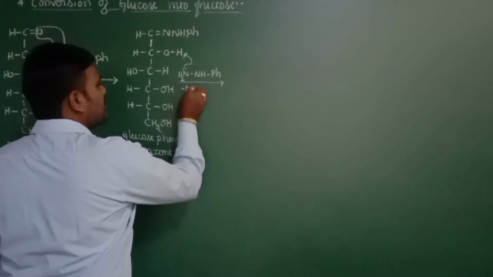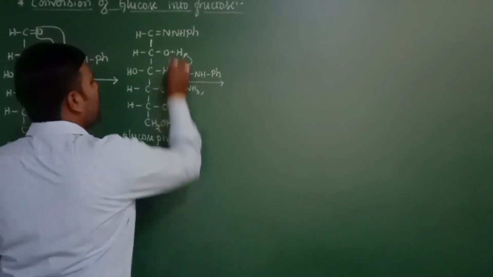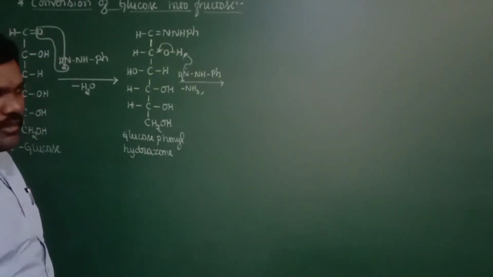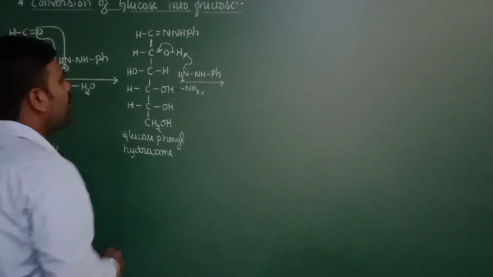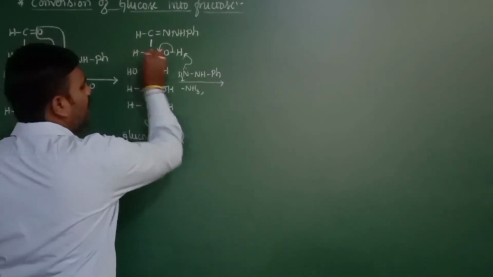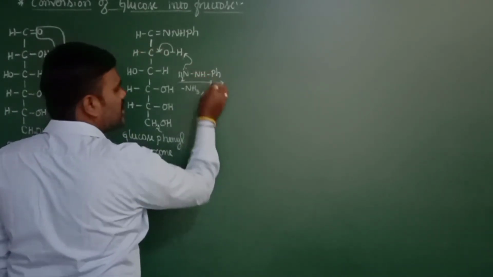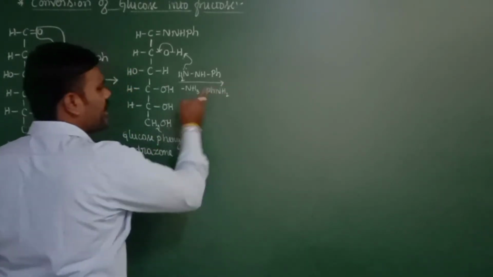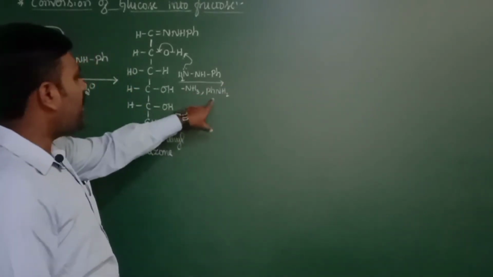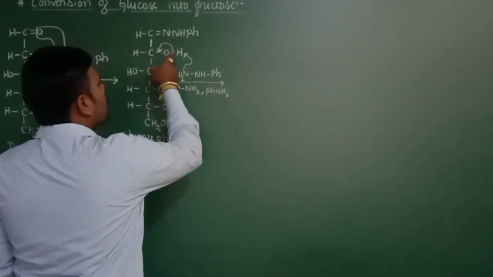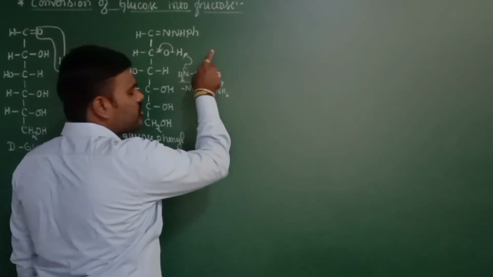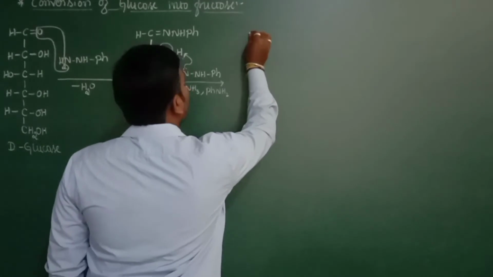So that results in the elimination of NH3, and these two electrons will shift between carbon and oxygen, creating a carbon-oxygen double bond, and this hydrogen will be attaching to this nitrogen, and that eliminates PhNH2. That is, one molecule of ammonia and one molecule of aniline will come out, and here between carbon and oxygen these bond pair of electrons will shift, and that develops a carbon-oxygen pi bond. That means we are getting a ketonic group.